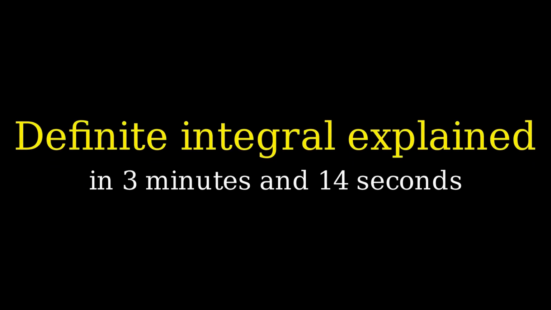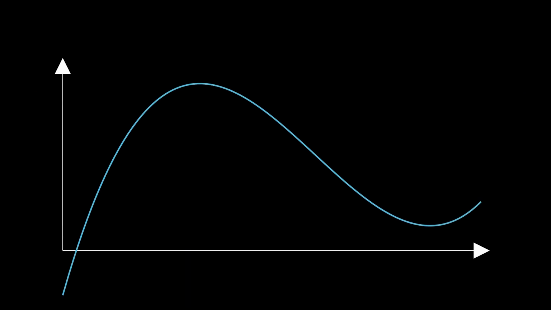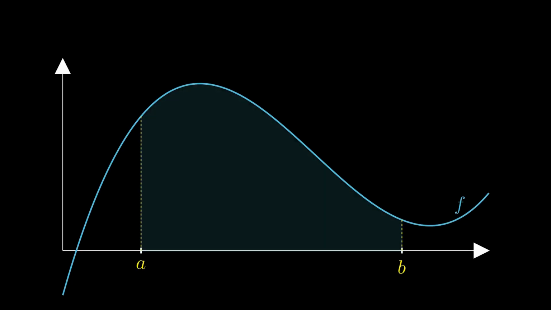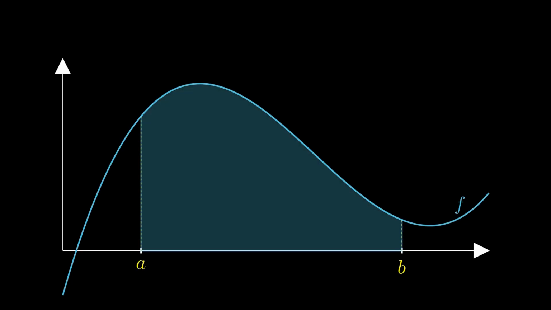I've got only 3 minutes and 14 seconds to explain the concept of the definite integral. Imagine we have a function, let's call it f, and we're looking at its graph. We choose two values on the x-axis, let's say x equals a and x equals b. So what is the area under the curve between x equals a and x equals b?